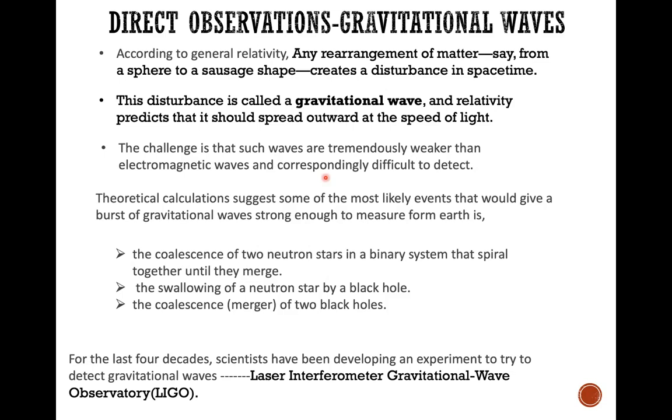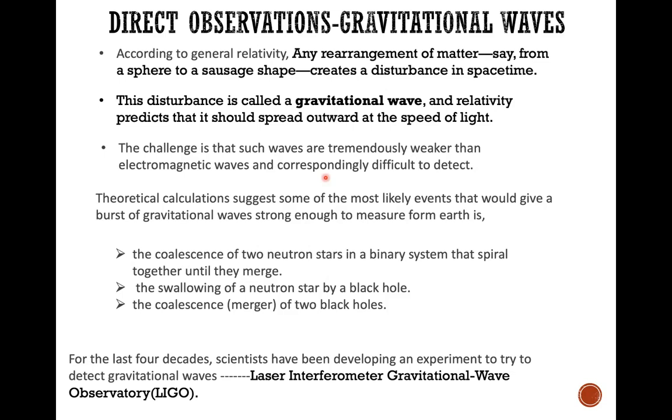Now, according to these theoretical calculations, the most likely events that will give this kind of gravitational waves are maybe the merger of two neutron stars. So these are huge events, right? And then the swallowing of a neutron star by a black hole, or maybe the merger of two black holes. So these are the events that can create strong enough gravitational waves that we may be able to detect from Earth.